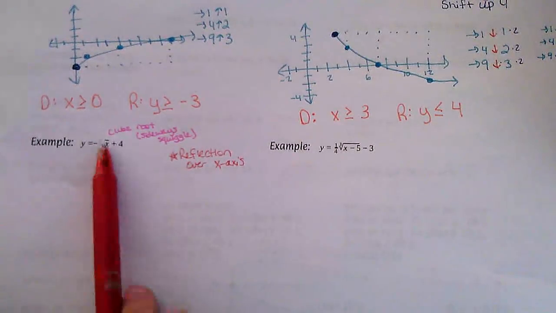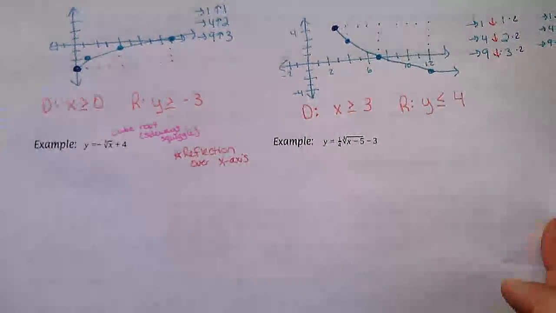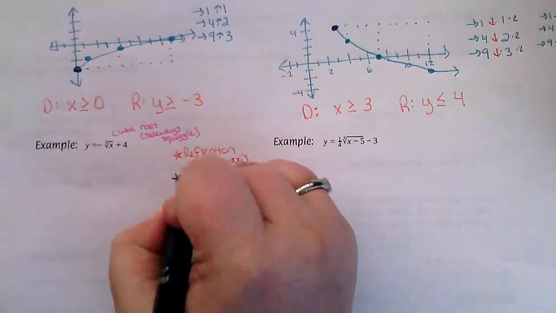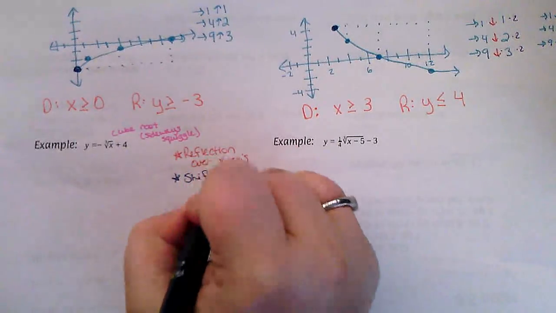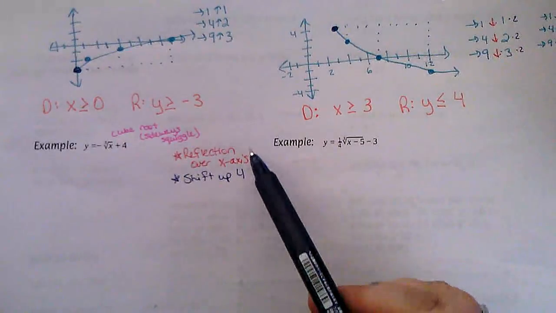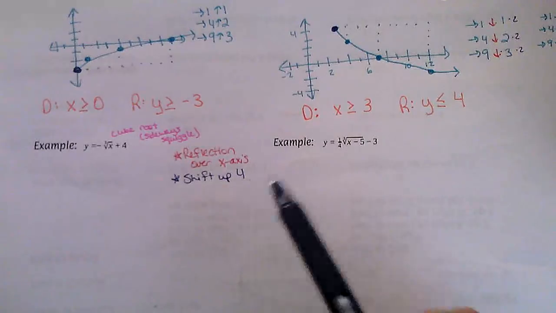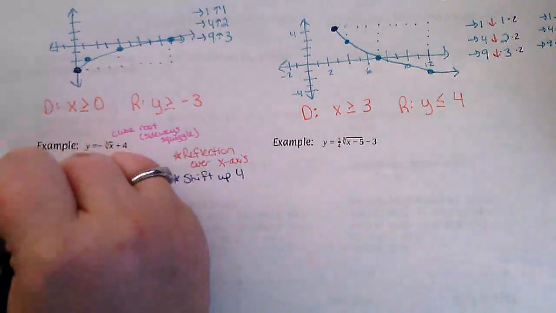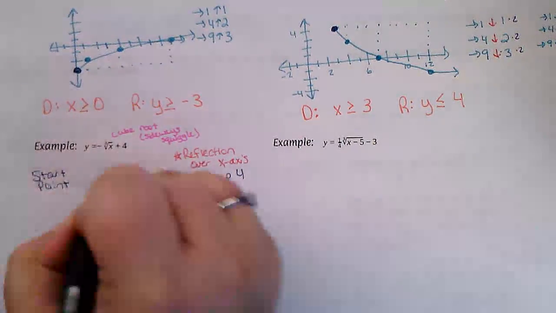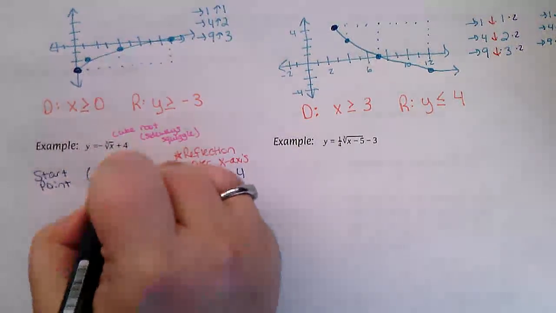Cube root of x is not a transformation, but this plus 4 is. How is that 4 moving it? What do you think? Hopefully you know that that is a shift up 4. Okay, so it also said that my reflection changes my pattern. This, though, changes my start point. So my start point for these is normally 0, 0, but if I make it go up 4, now it's 0, 4.